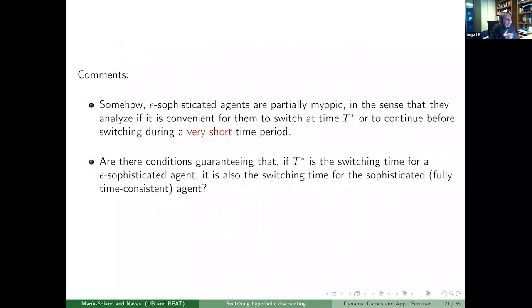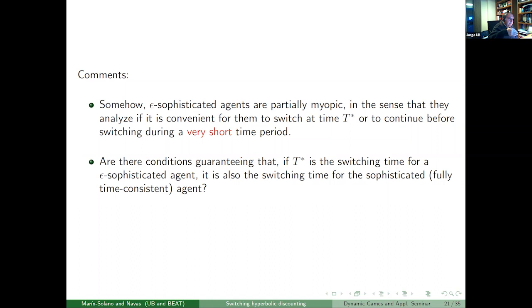Some problems of the definition of the epsilon sophisticated agents. If there is any question, feel free to ask me, okay? The first one is that, in some way, epsilon sophisticated agents are myopic in the sense that they only compare what is happening just an instant later and an instant before in the characterization of the optimal switching time. So they don't have a larger perspective of this.